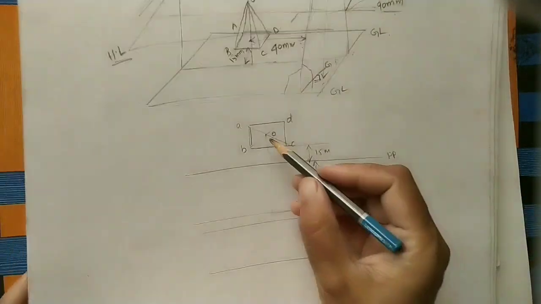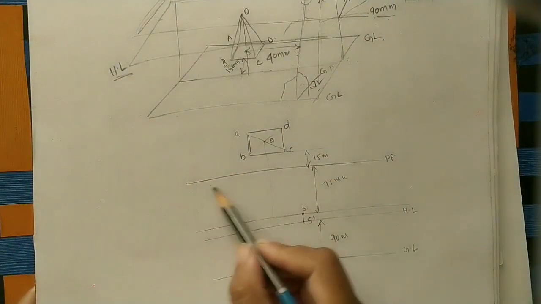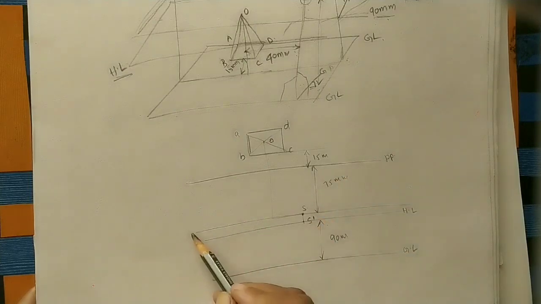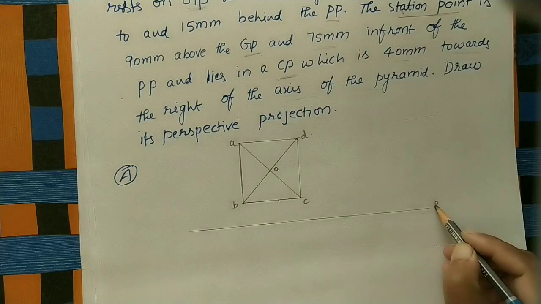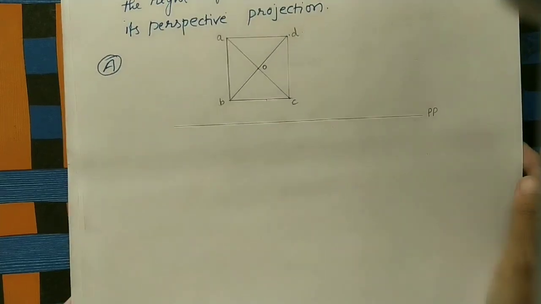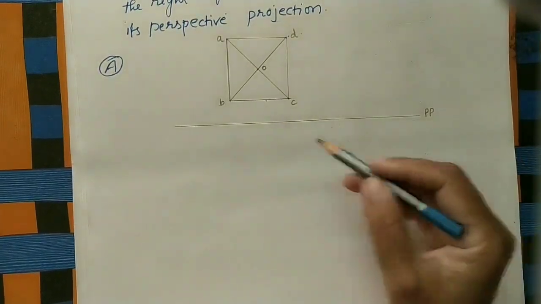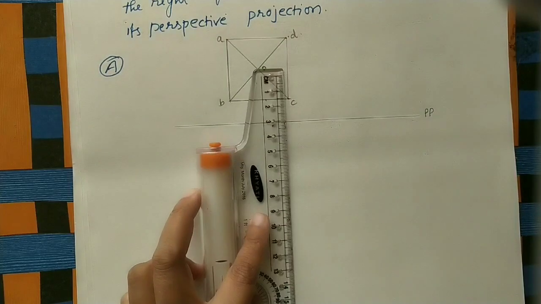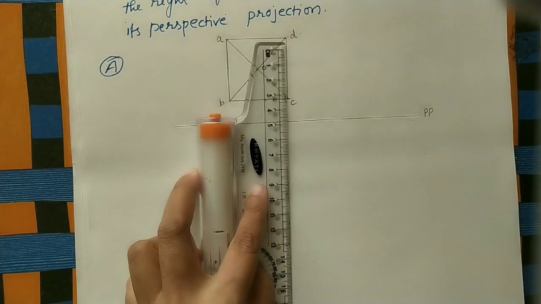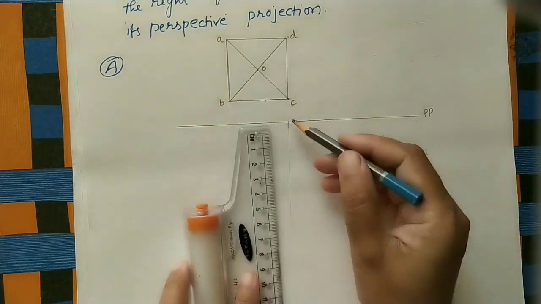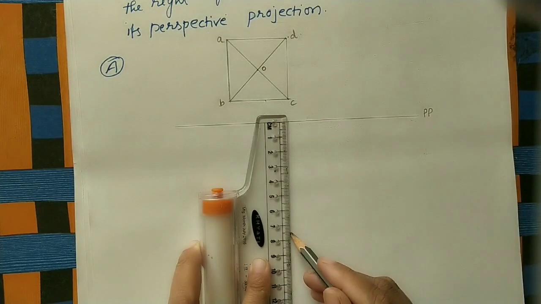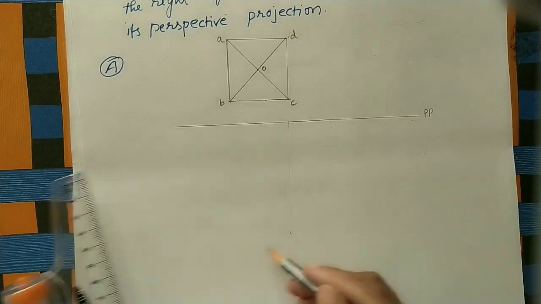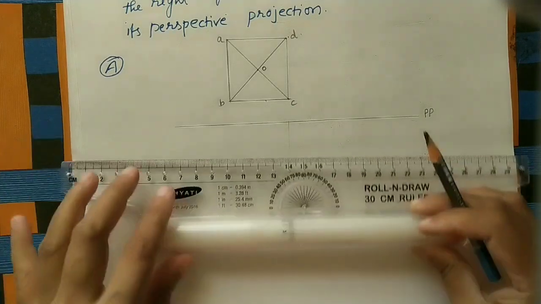After this diagram, so this is PP. Below PP 7.5, do one line. Okay, so this is PP, the picture plane. So below this PP, take 7.5. Just do here one line for marking the distance. On it take 7.5 centimeter. So this is 7.5. Here do one line parallel to this.